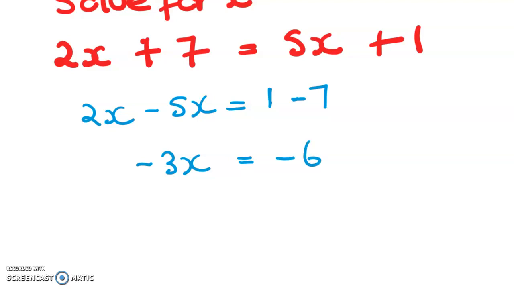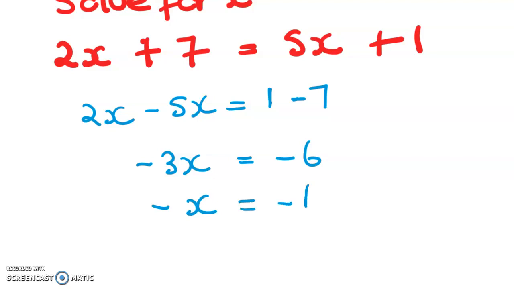Now, it says solve for x, lads. It doesn't say solve for minus x. So what I'm going to do now is just solve for x. I'm going to make that plus in a while, okay? I'm trying to get x on its own. So what I'm going to do is bring over the 3 next.